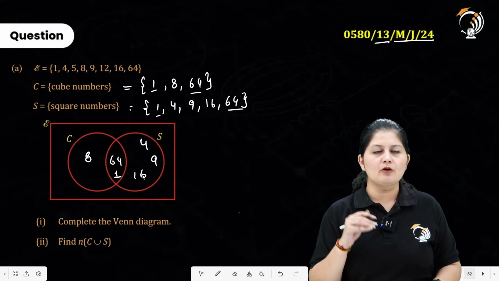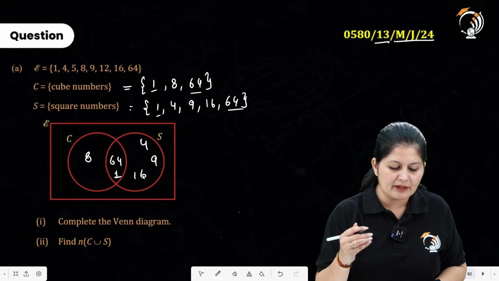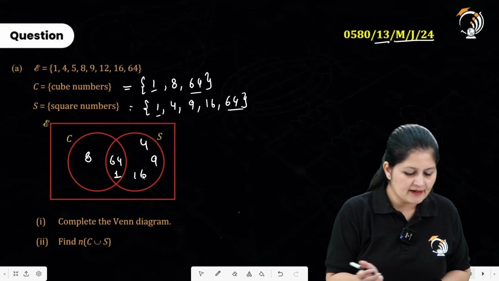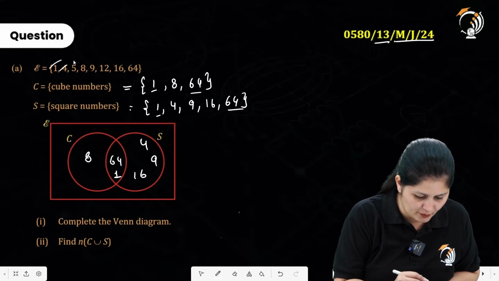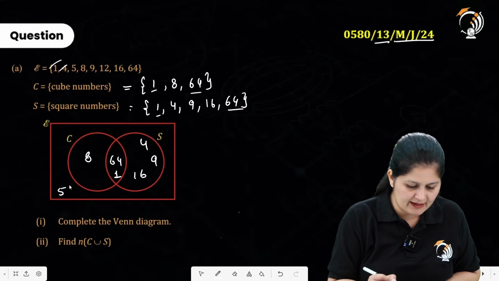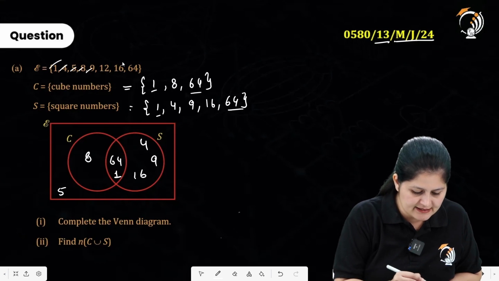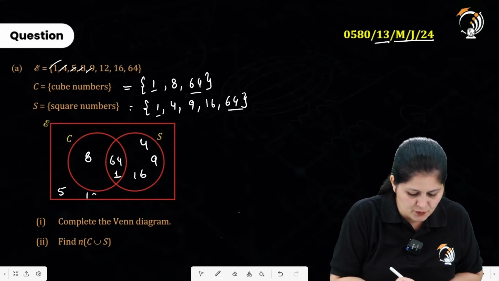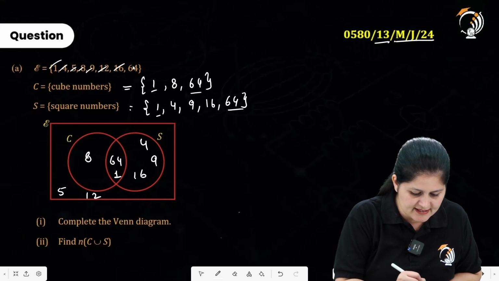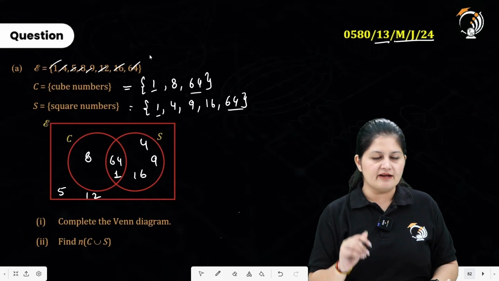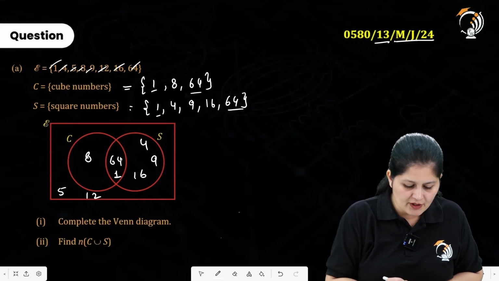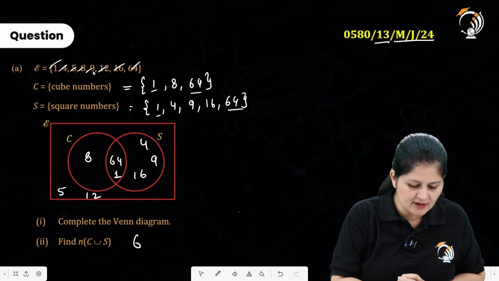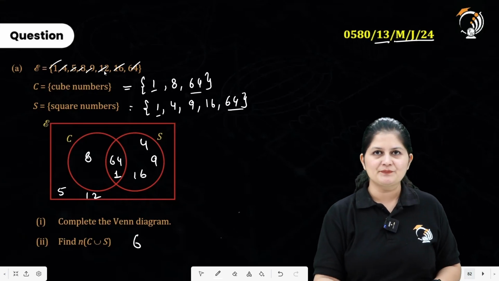Now, talking about the complement of C union S. Here, if I talk about what all elements we have included, we have written 1, we have written 4, 5 is left, so we are going to write 5 here. 8 is done, 9 is done, 12 is left, so we are going to write 12 here. Then 16 is done, 64 is done. And if we need to tell the number of elements in C union S, we count 1, 2, 3, 4, 5, 6. So there are going to be 6 elements in the union of it. Clear?